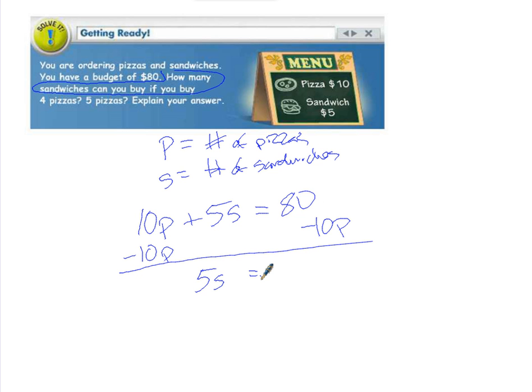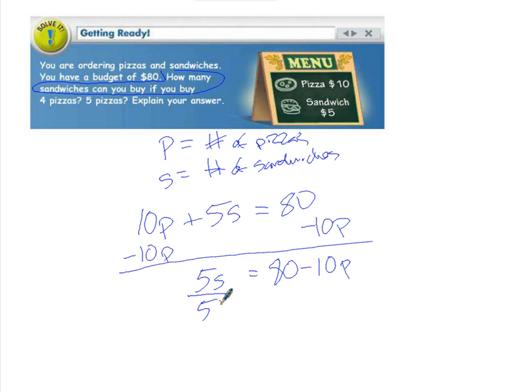And now I have this 80 and minus 10P. Are these like terms? No, because of that P sitting there. So I can't combine these. So I'm going to just write 80 minus 10P. Okay, so now the S term is by itself. I want to get just S, so what do I do to just S? Divide by 5.